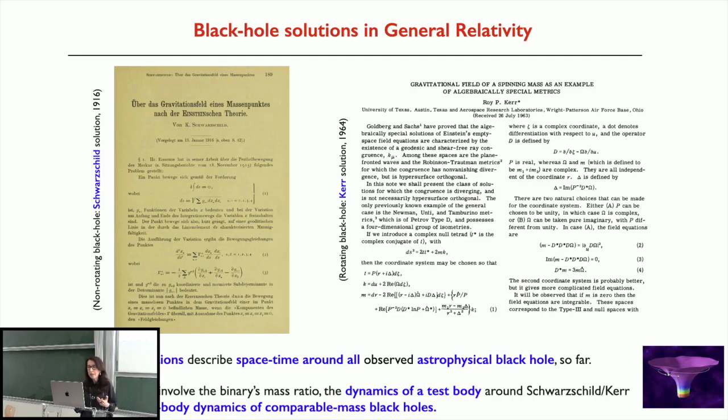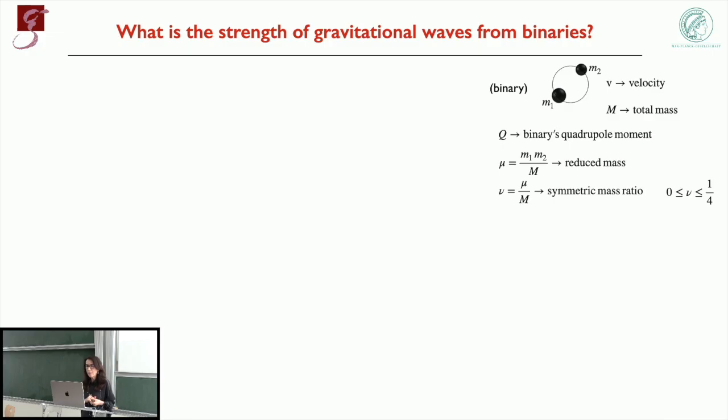Okay, so now let me give a little bit more information about the strength of the gravitational waves. And I'm using some basic gravity, like Newtonian gravity, for example. So if you have a binary system, you can introduce the total mass of the system, the velocity in the binary, the reduced mass, and the so-called symmetric mass ratio, nu, which is the reduced mass divided by the total mass. And nu goes between 1/4 when the two bodies have equal mass, and 0 when one body is much larger than the other.